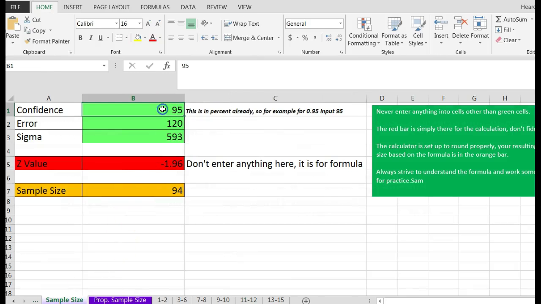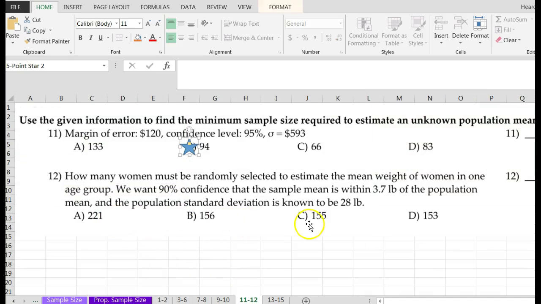Okay, need 90% confidence, so I'm going to type in a 90 here. Margin of error was 3.7. Sigma was 28 pounds. Hit enter. Bazinga, I need to sample 155. Let's see if that's a choice. 155. Let's go to number 12. Oh, C. How sweet is that?